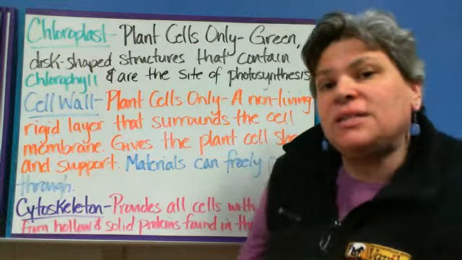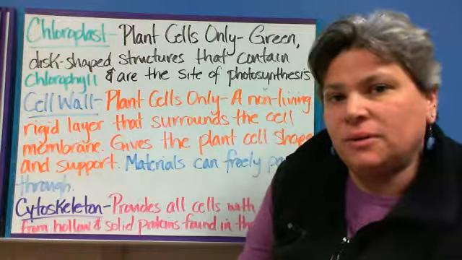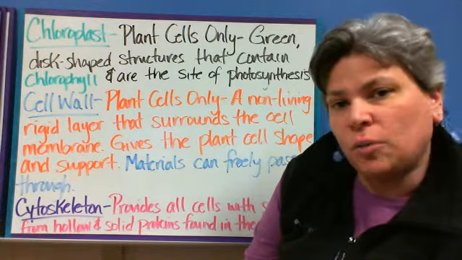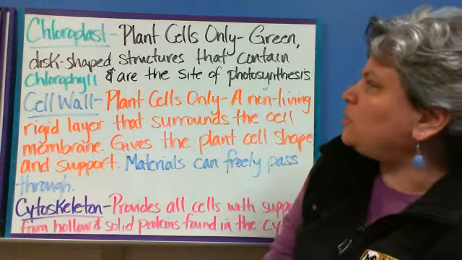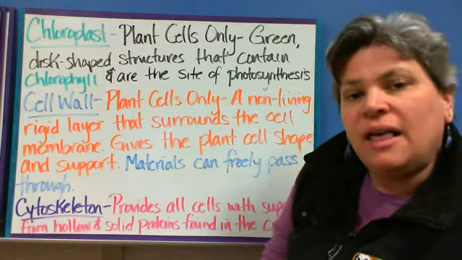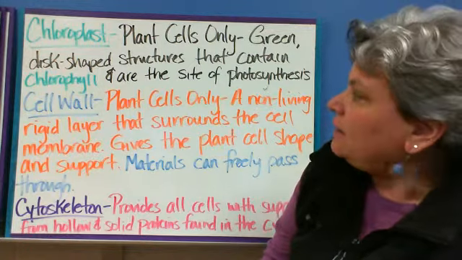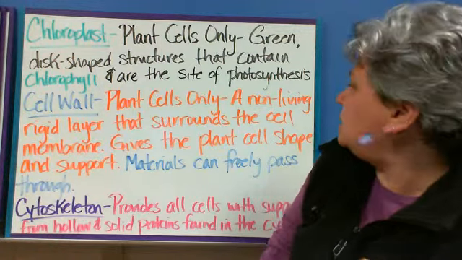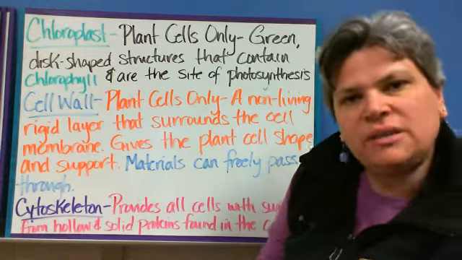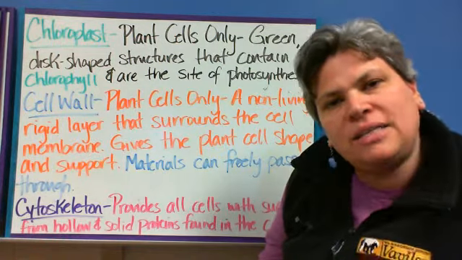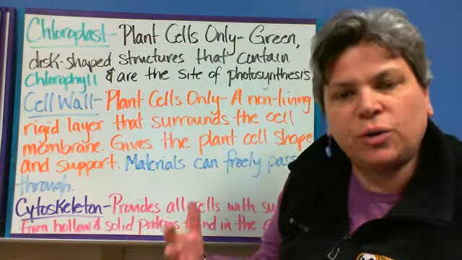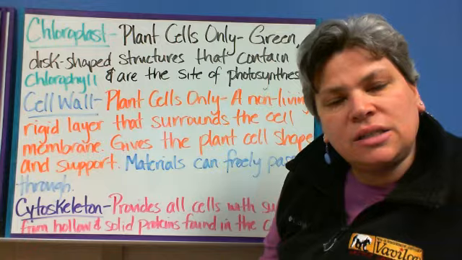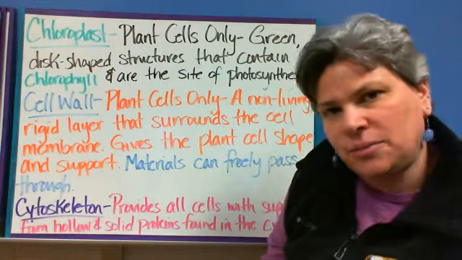Okay, so what do plant cells have that I don't have as an animal? Plant cells have structures called chloroplasts. Chloroplasts are green disc-shaped structures that contain chlorophyll. That's the pigment that makes them green. And they are the site of photosynthesis. Remember, photosynthesis is the process where the plant takes in carbon dioxide and water and it produces glucose or sugar or food using sunlight. That's where the photo part comes from.